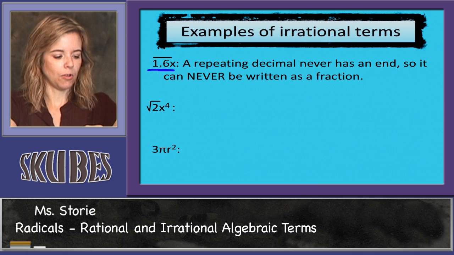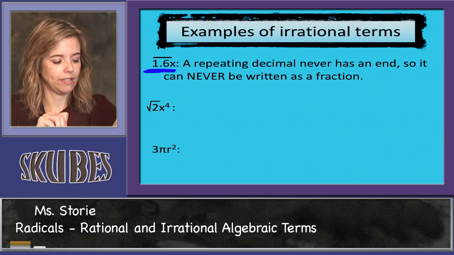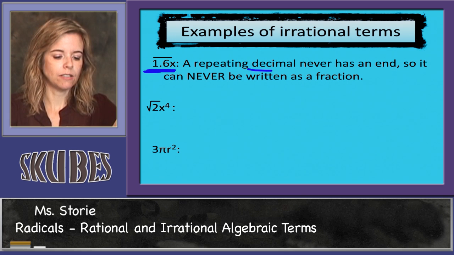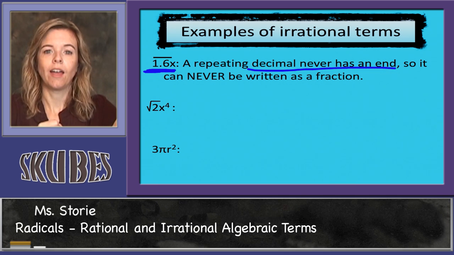A repeating decimal, the 1.6 with the line above it, says the 1.66666 keeps going on forever. So a repeating decimal never has an end to it, so it can never be written as a fraction. If you don't know what the last number is in the number, there's no way you can put it over anything.